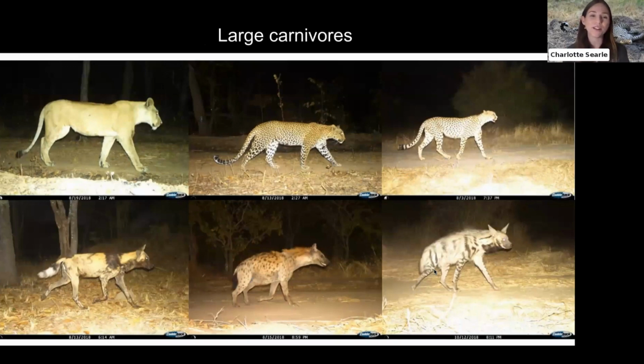And we focus on large carnivores for a number of reasons. One of the major ones is that they are keystone species. So because they typically sit at the top of the food chain, the loss of carnivores can have really major impacts that cascade through wider animal communities and ecosystems.